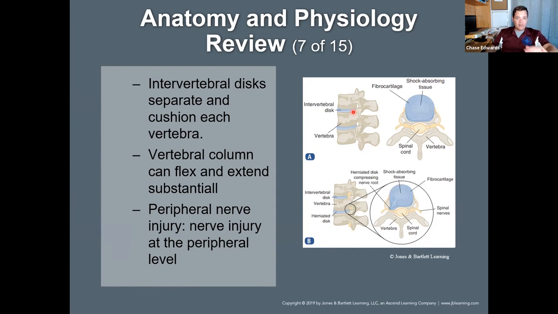The most prominent and the most easily palpable spinous process is at the seventh cervical vertebra, at the base of the neck. You can feel it right here at the base of the neck.